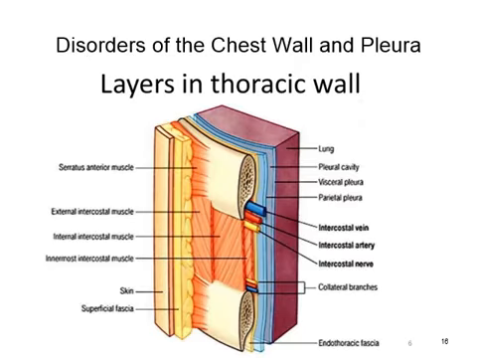This is a reminder of the complexity of the layers of the thoracic wall, and disruption of any number of these can cause problems in respiration.